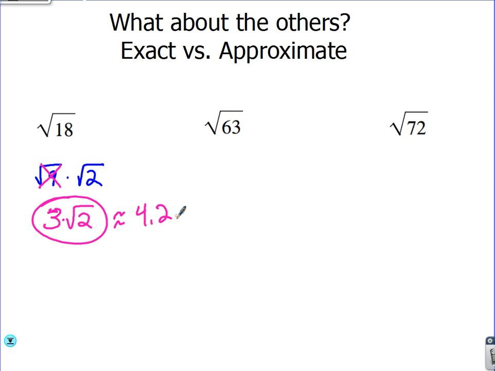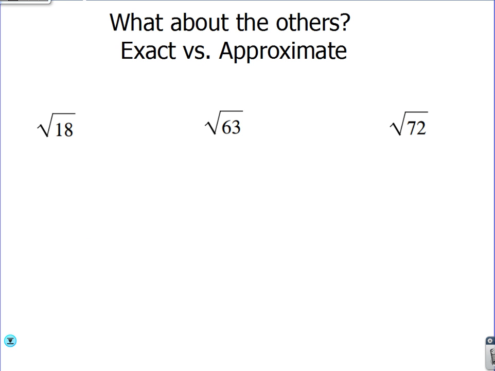Let's do another one. Square root of 63. Go through the whole list of things that multiply to give you 63, but you need something that you know the square root of. What multiplies to give you 63? Somebody know 63? 7 and 9. And I always do put the one first. I know the square root. Square root of 63 is the square root of 9 times the square root of 7.